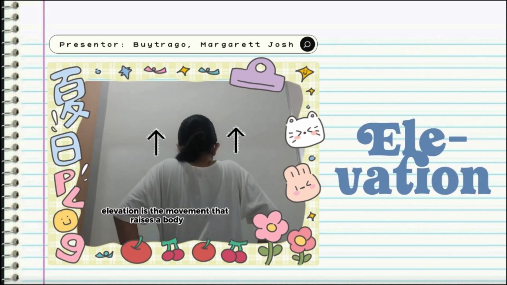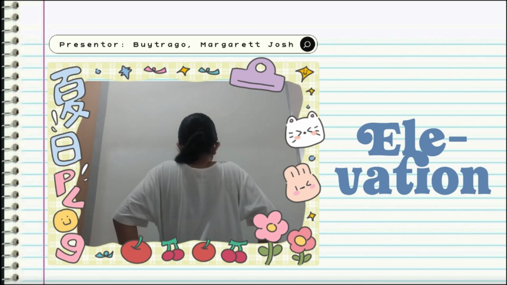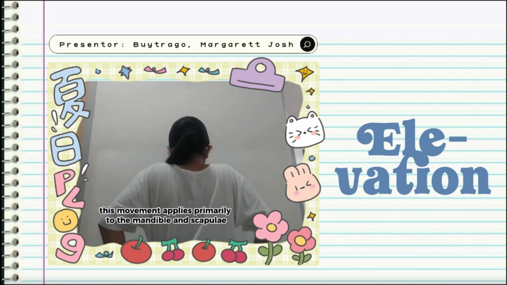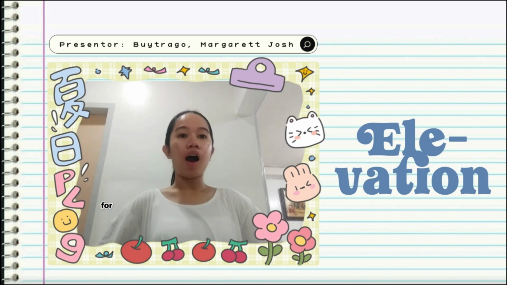Elevation is the movement that raises a body part in a superior or upward direction along the vertical plane. This movement applies primarily to the mandible and the scapulae. For the scapulae, this movement is used to express uncertainty or when actively lifting the pectoral girdle. For the mandible, elevation is the powerful action of closing the mouth.